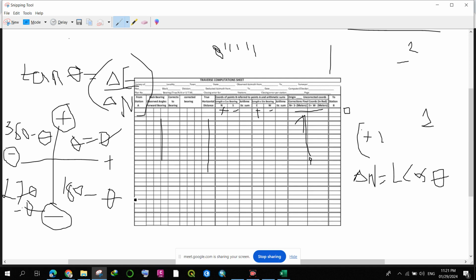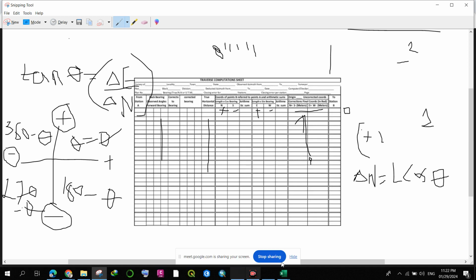The value you have can either be positive or negative. Any value you get in this partial zone can be positive or negative. If it's positive, you write it under your northing. If it's negative, you write it under your south part. That is for the northing.